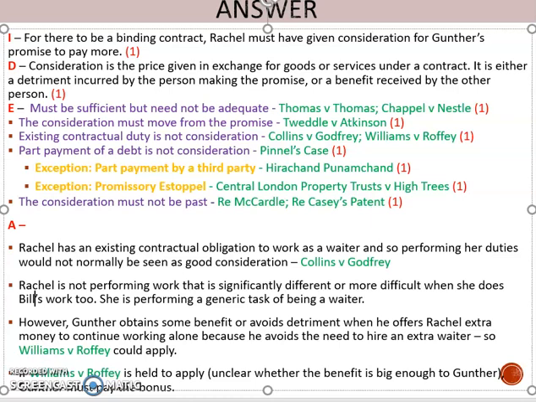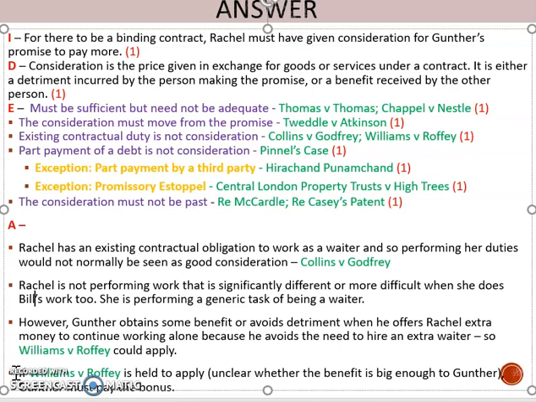However, on the other hand, Gunther does obtain some benefit or avoids a detriment when he offers Rachel extra money to continue working alone, because he's avoiding the need to hire an extra waiter. So we could apply the exception in Williams and Roffey. And if Williams and Roffey was held to apply, Gunther would have to pay Rachel the bonus.